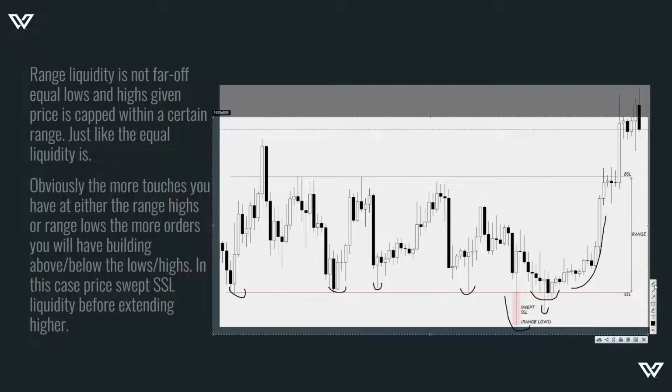And of course, buy side liquidity we have above here, but of note, it was swept here and didn't really give a good reaction. Price is sat just consolidating below the range highs, most likely going to push higher.